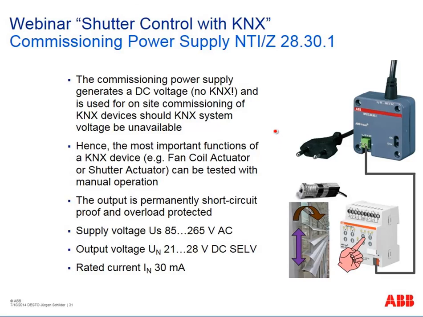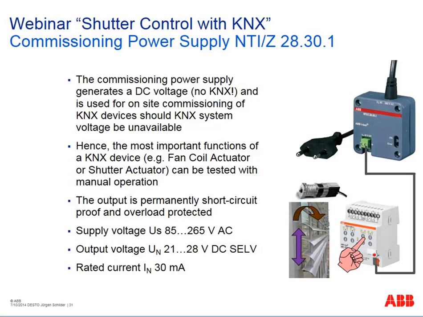A small accessory I would like to show you for our KNX devices, not only for the shutter actuators, but sometimes used: it's a small commissioning power supply. A very simple device with a plug to put into the socket, and a low voltage output which can be connected directly to a KNX device, just for using manual operation at the device, without any KNX bus connected.